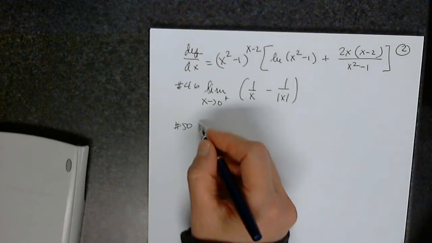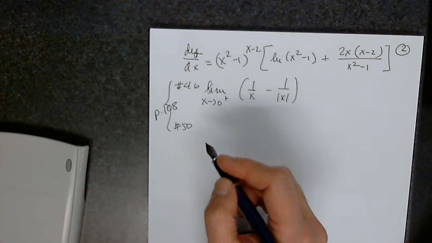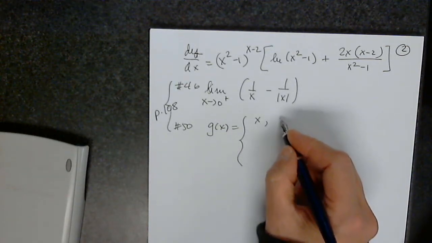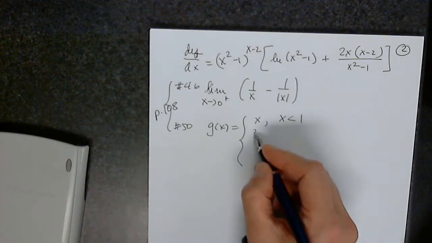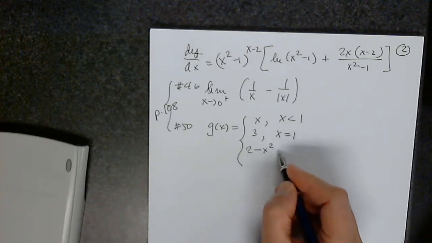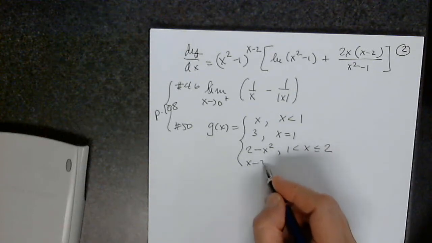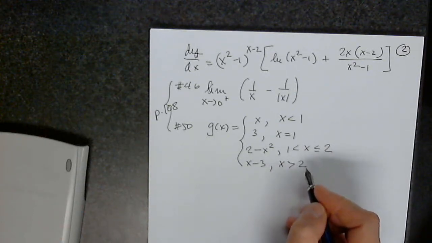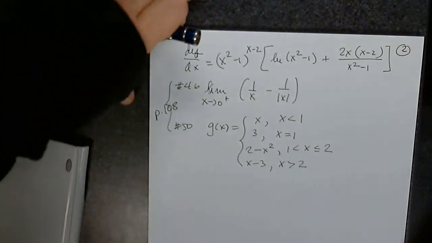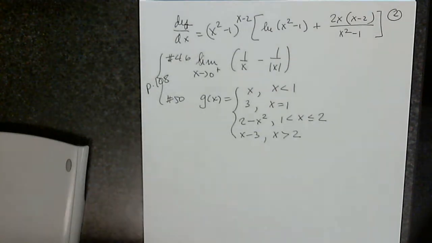So both are on page 108. So 50, we have g of x: x for x less than 1, 3 for x equals 1, 2 minus x squared for this, and x minus 3 for this. Evaluate each of the following, sketch the graph, and then answer some questions. So which one would you like to start with? Let's start with the first one.